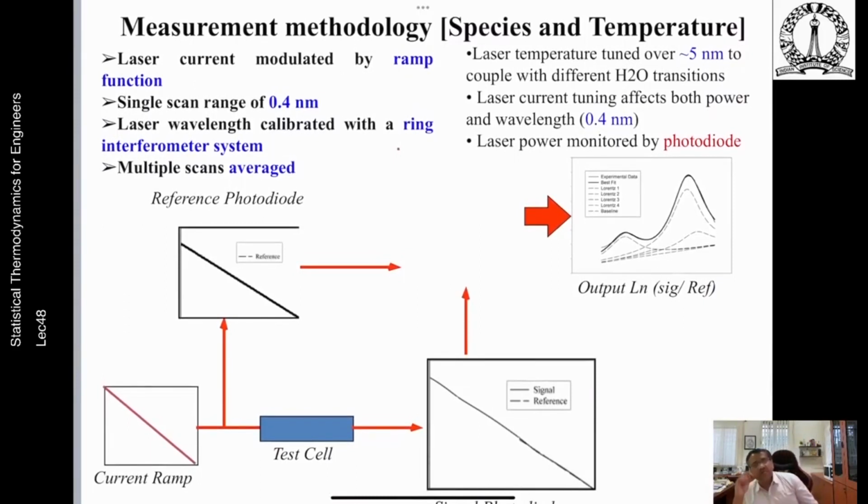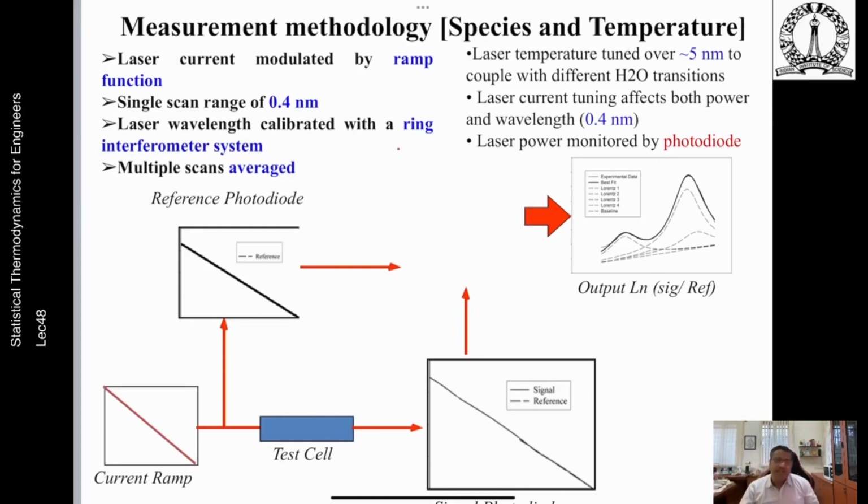The laser current is modulated by a ramp function. Scan range is typically about 0.4 nanometers, so very short. The laser wavelength is calibrated usually using a ring interferometer, to know the absolute wavelength at which it starts. Multiple scans are therefore averaged. So this is very fast. You can do it very fast.